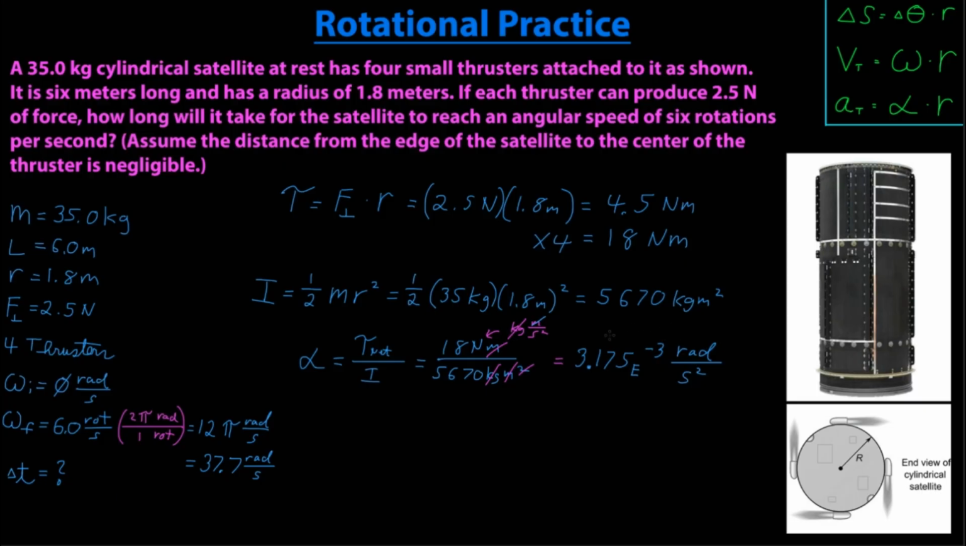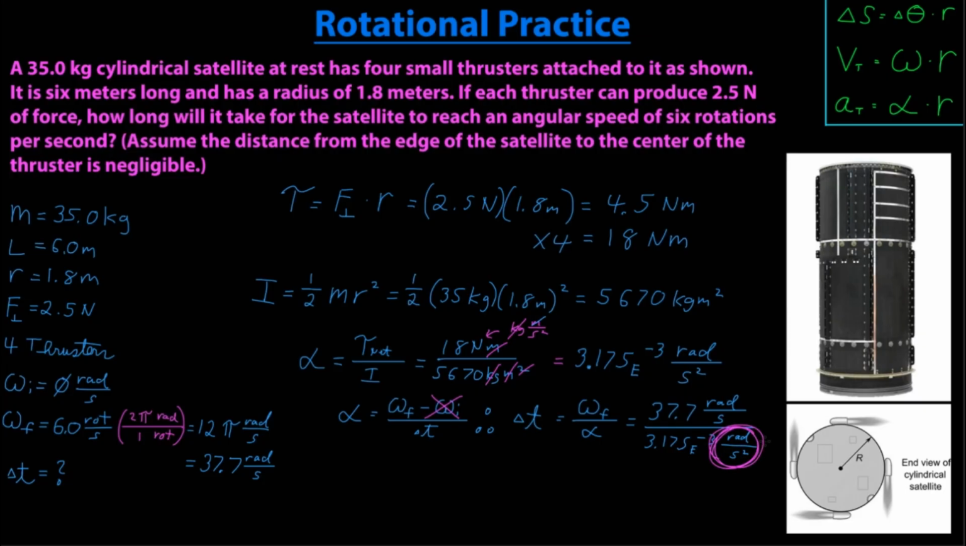It does not exist. To finish this off, we're going to use our other angular acceleration equation, which is angular acceleration is change in angular velocity over time. We do not have initial angular velocity. So if I rearrange this, I get time is final angular velocity over angular acceleration, which is 37.7 radians per second, over 3.175 times 10 to the negative third radians per second squared.